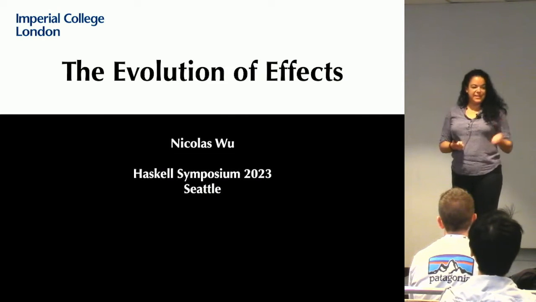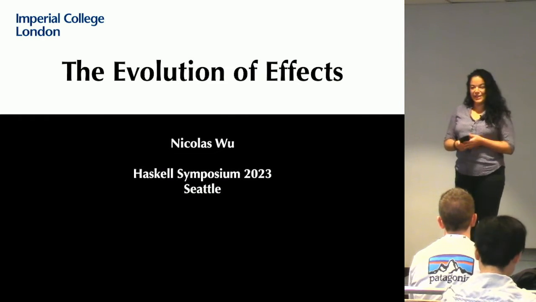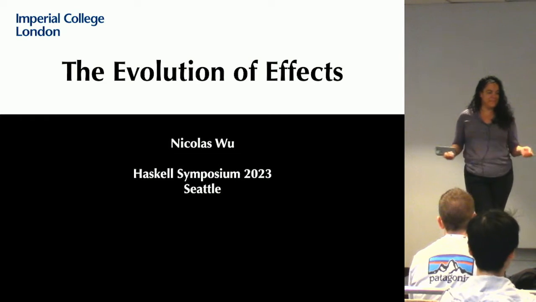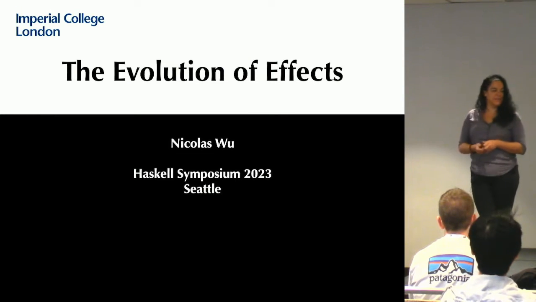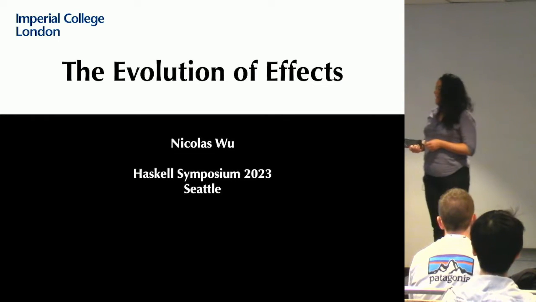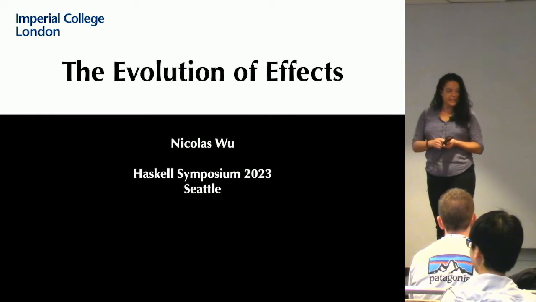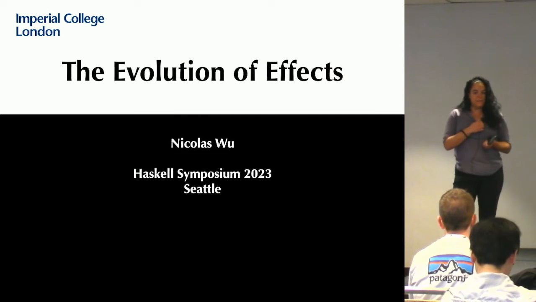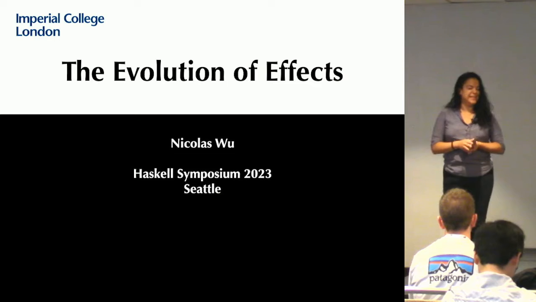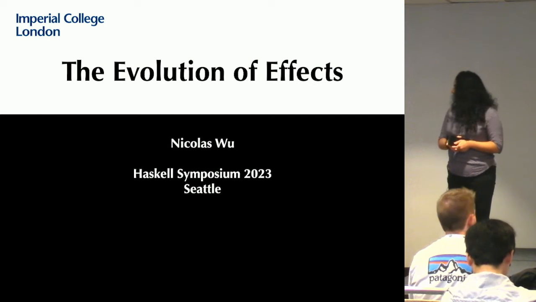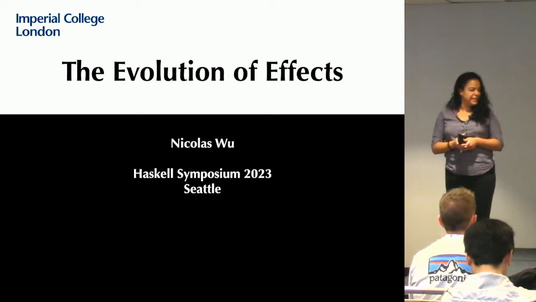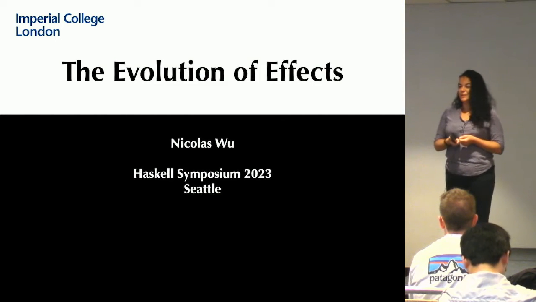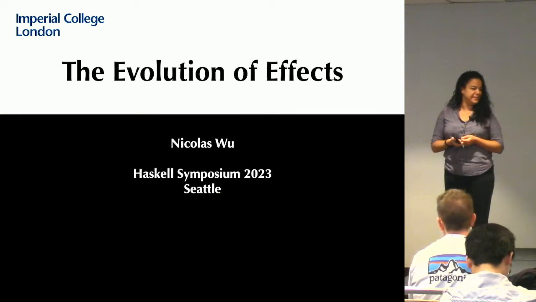Start with our first keynote, which is Nicolas Wu. Most of us know Nicolas. He's a very active member of the Haskell Symposium and the Haskell community. He's at Imperial College, where he leads the functional research group. Before that he was at Bristol and Oxford, where he did his PhD. He works on category theory, semantics, and effects, obviously. And today he's going to talk about the evolution of effects.